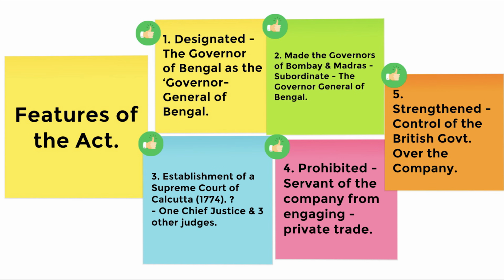So this was another very important point, that through this feature, through this act, they introduced judiciary in their functioning and working. Next very important point, number 4, or the feature number 4, is it prohibited the servants of company from engaging in any private trade or accepting presents or bribes from the natives.